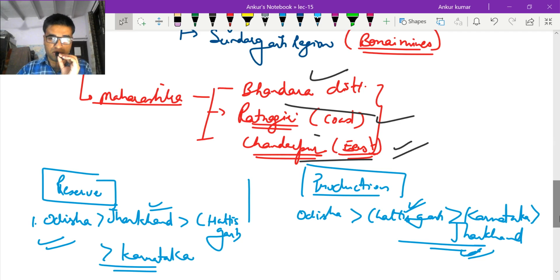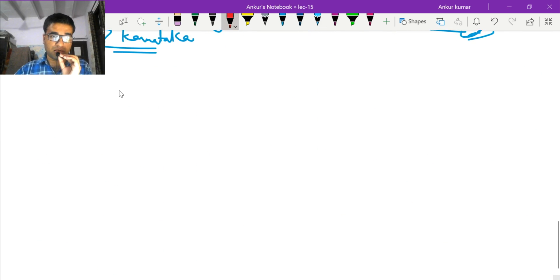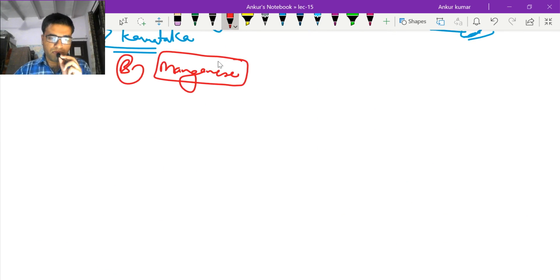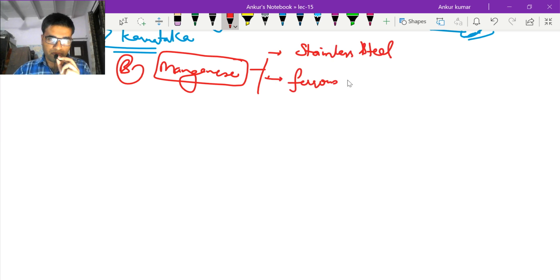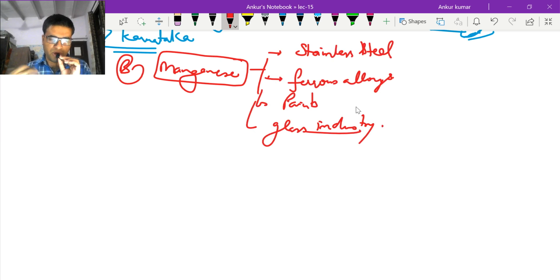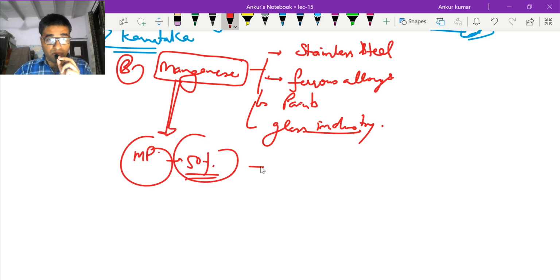Moving on to the next mineral, that is manganese. We will do manganese here, right? When it comes to manganese, we know manganese is used for making stainless steel. Okay, it is used in making of ferrous alloy. It is used in paints as well, used in the glass industry, right? But when it comes to production, about 50% of the manganese is produced in Madhya Pradesh. MP produces about 50% of the manganese in India, followed by Maharashtra, which produces close to 24% manganese. Okay, so this is a very large chunk.